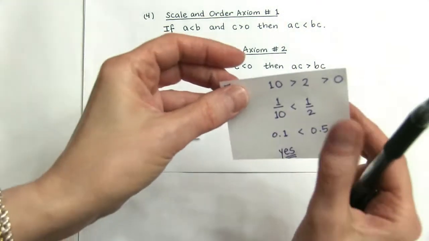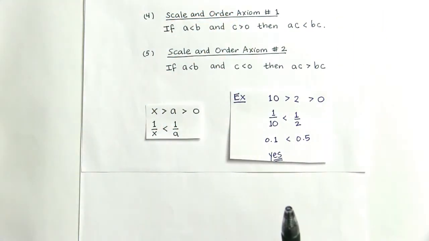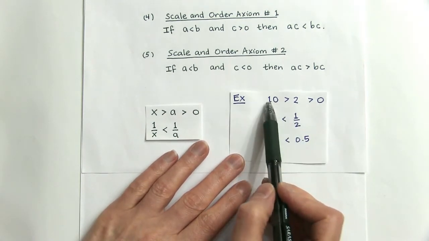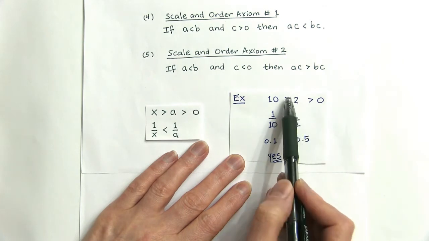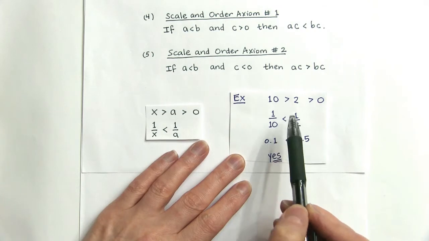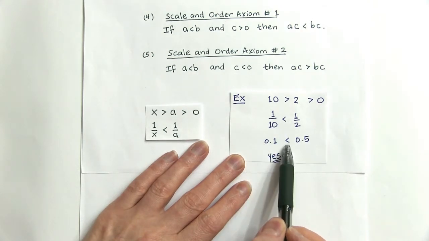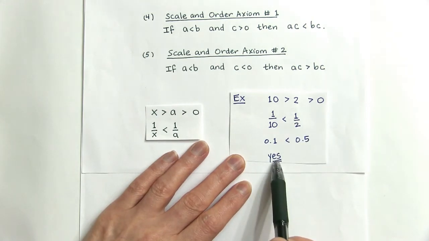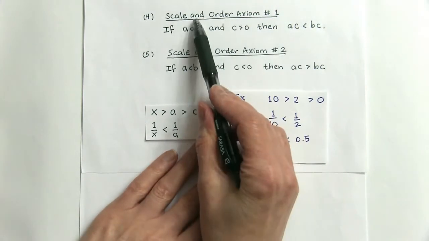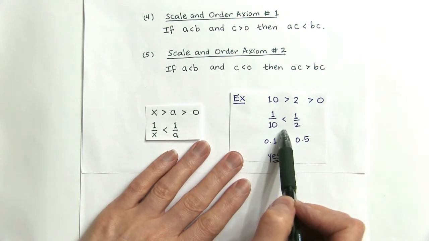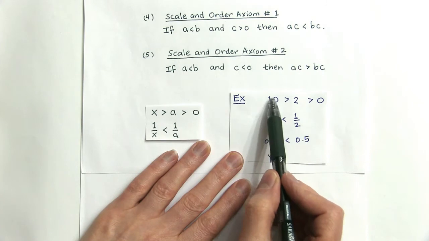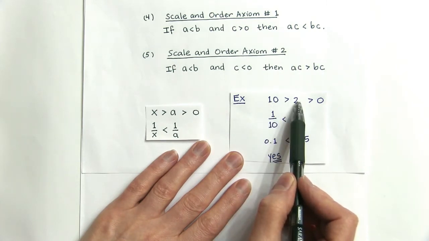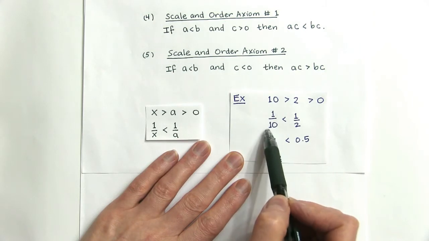Here is an example with numbers. So I have two positive numbers, and 10 is greater than 2. So when I take the reciprocal of each side, I get 1/10 and 1/2, and the inequality becomes reversed. And indeed, 1/10 is 0.1, which is certainly less than 1/2, which is 0.5. And this always works. To use the scale and order axiom to explain how this works, here's a hint. You take your original inequality and multiply both sides by the positive number 1/10, and then take that resulting inequality and multiply both sides by the positive number 1/2, and your final result will say that 1/10 is less than 1/2.